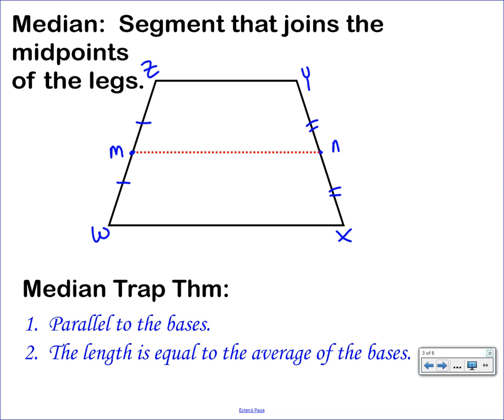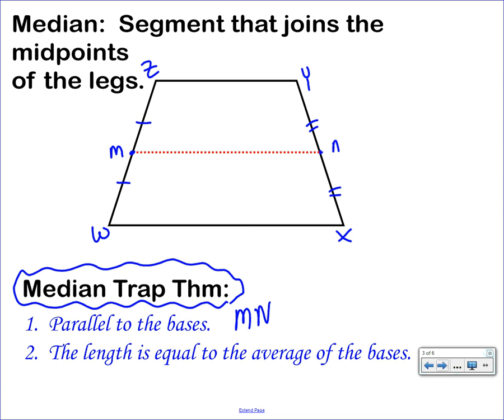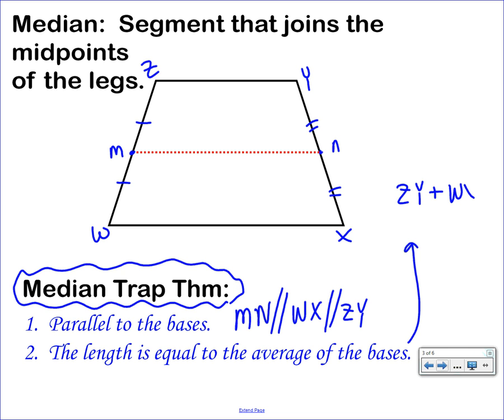And there was a median trapezoid theorem. Again, another theorem from this chapter that we're going to be using a lot. It says two things. It says that MN is parallel to the two bases, so WX and ZY. It also says that the length of the median is equal to the average of the bases. So remember average: you take the two bases, add them together, and divide by how many you have, and that equals the length of the median.